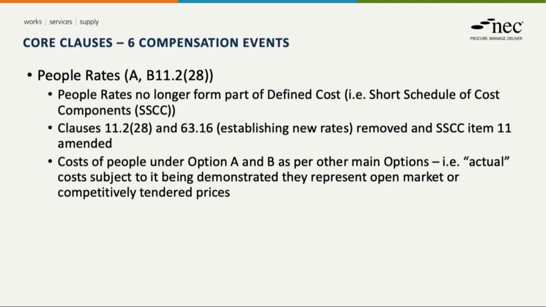The use of people rates within main options A and B have been removed, and so when assessing compensation events under options A and B, and specifically looking at the people costs, we would be looking to assess the actual cost of people based on the concept of what would represent an open market competitively tendered cost for that type of person.